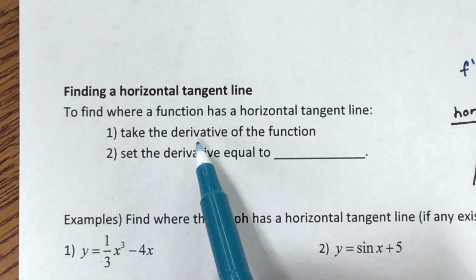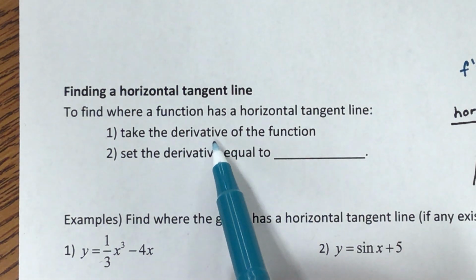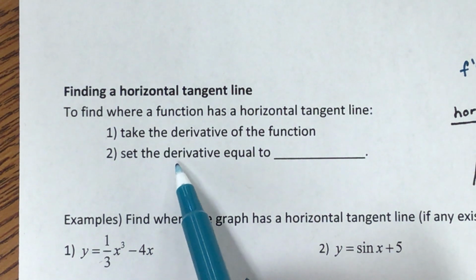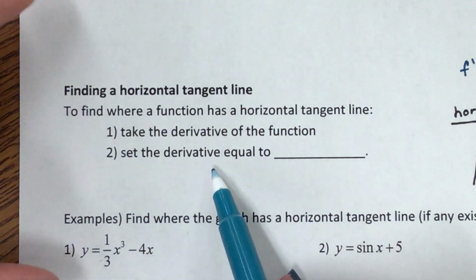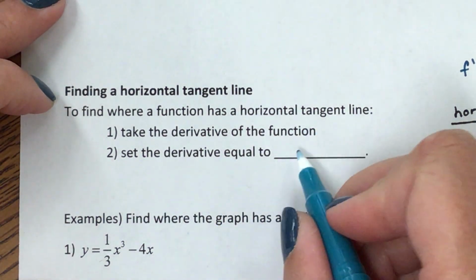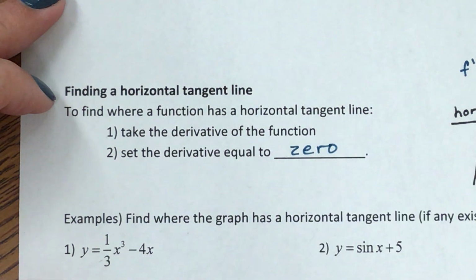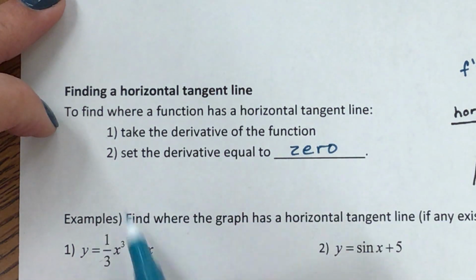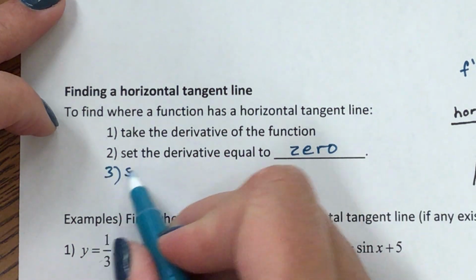You take the derivative of the function to find f prime of x or y prime, and then you replace f prime of x or y prime with the number 0. And then you've got to solve. So 3 is going to be solve for x.